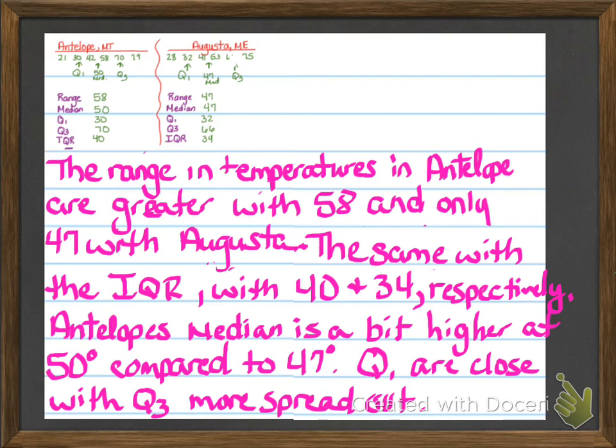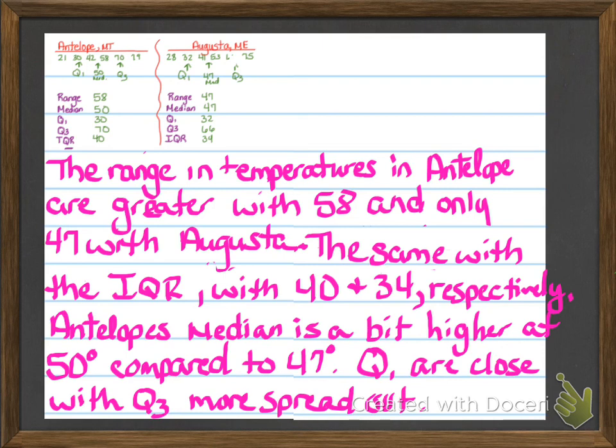Now, instead of me writing over and over again Antelope and Augusta, I could put the 40 and the 34 for the IQRs, and I put the word respectively, which means in the order in which we were already talking about them, meaning Antelope first, then Augusta. So moving on, I said that Antelope's median is a bit higher at 50 degrees compared to 47, and then the quartile 1s are close with quartile 3s a little bit more spread out when you're comparing the two.